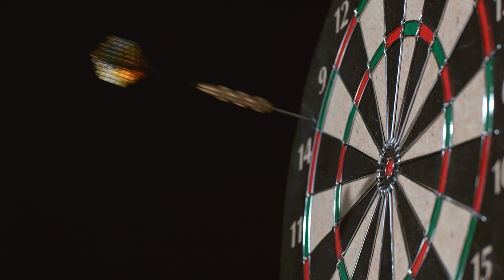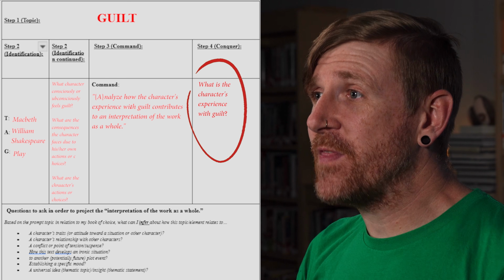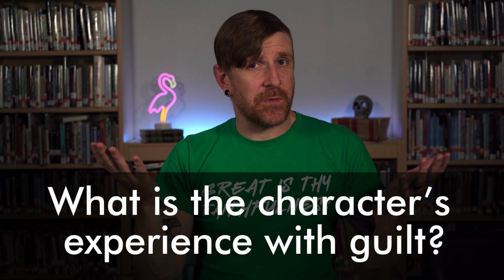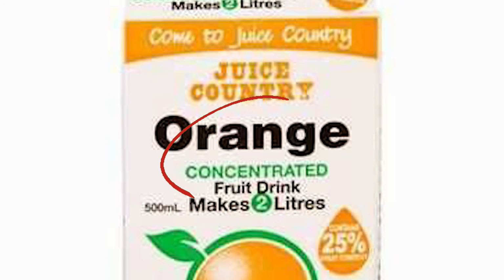So I can know that I'm accurately answering the prompt, I'm going to go back to the first conquer question from my prompt breakdown, and I'm going to answer that question in this section of the thesis. My first conquer question is, what is the character's experience with guilt? To answer this, I'm going to identify a character and his or her experience with guilt and give an incredibly concentrated and brief synopsis of how it actually shows up in the story.